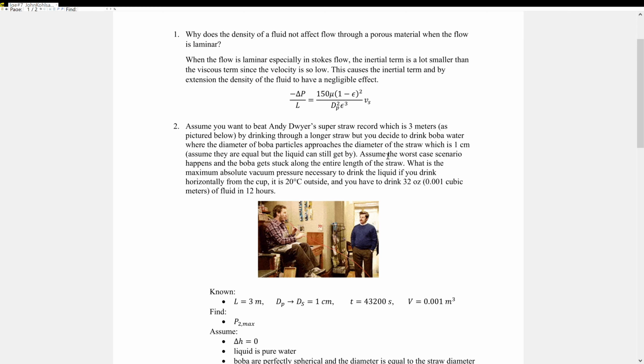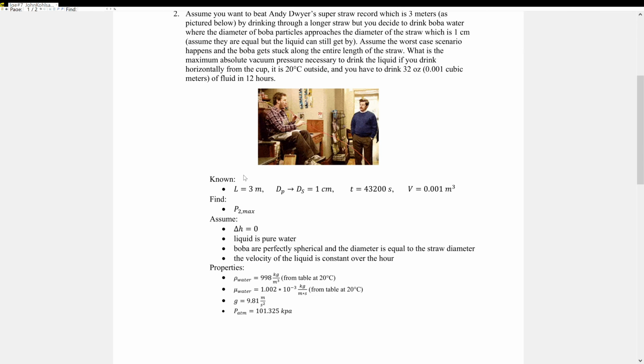Now assume the worst case scenario happens and the boba gets stuck along the entire length of the straw. What is the maximum absolute vacuum pressure necessary to drink the liquid if you drink horizontally from the cup? It is 25 degrees outside, and you have to drink 32 ounces, 0.001 cubic meters of fluid, in 12 hours.